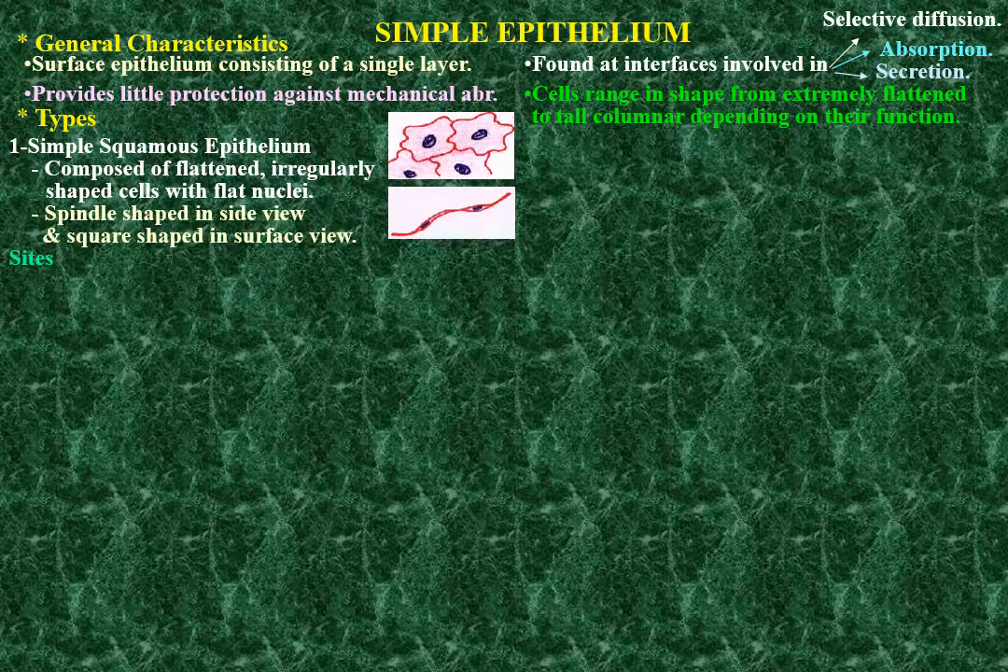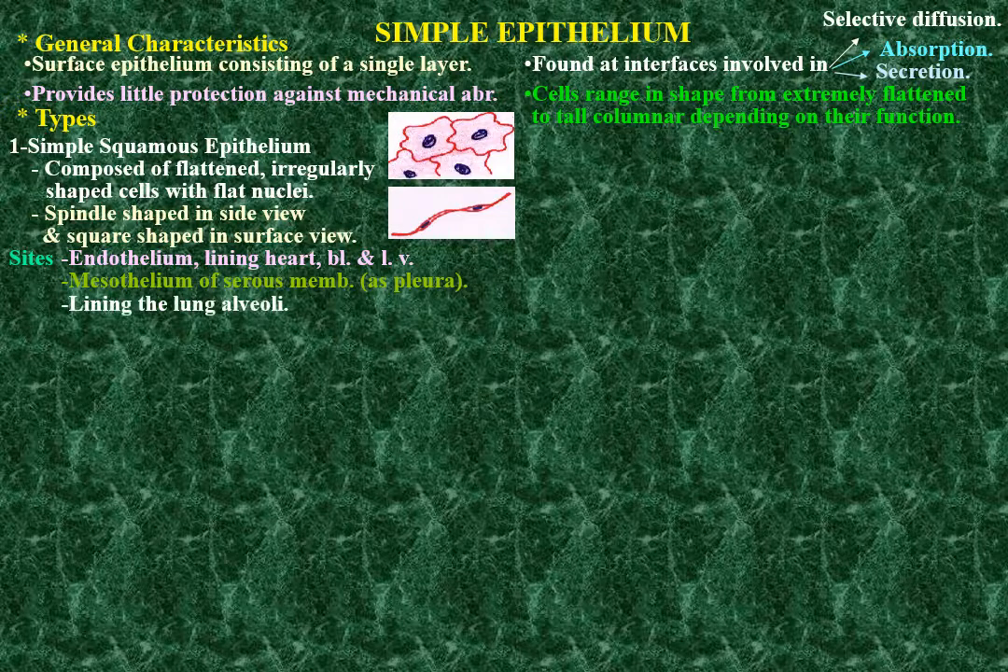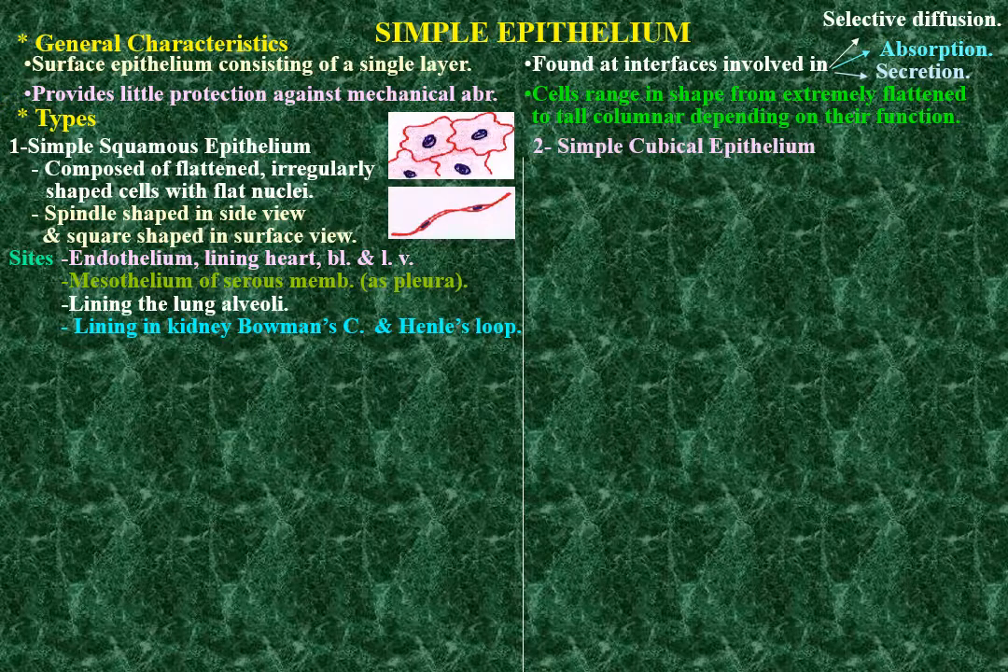Sites. Simple squamous epithelium is found in endothelium lining the heart, blood and lymph vessels, mesothelium of serous membranes as the pleura, lining the lung alveoli, and lining in the kidney, the Bowman's capsule, and the thin limb of Henle's loop.